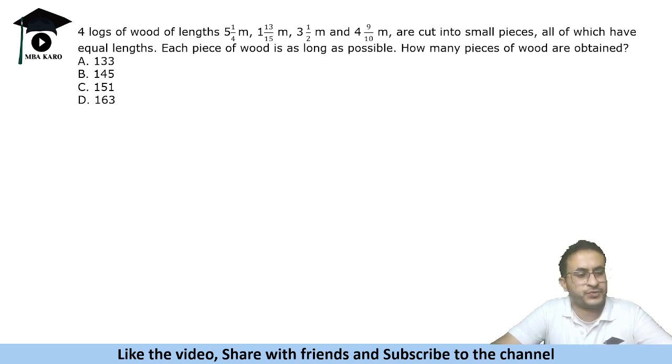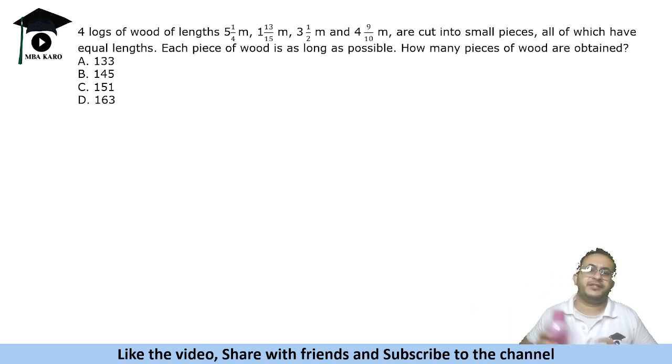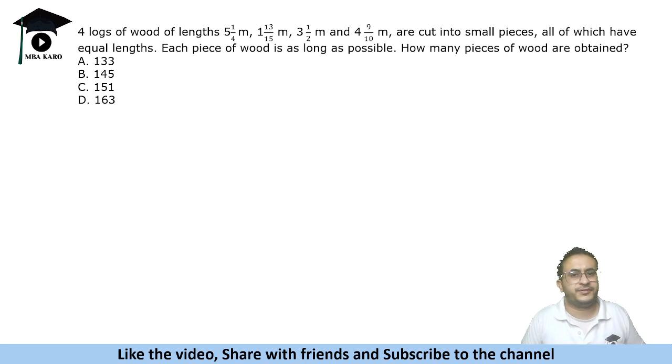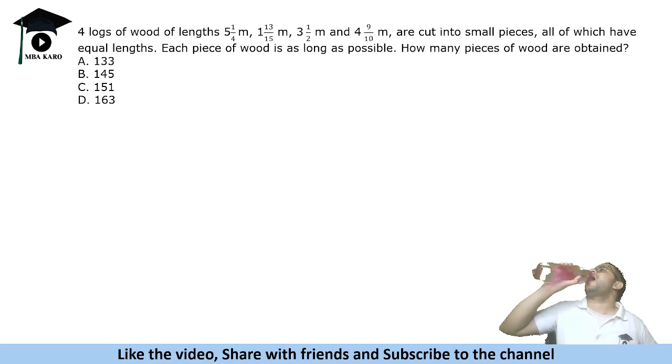Okay, so here's the next question. It says 4 logs of wood of length 5 1 by 4 meter, 1 13 by 15 meter, 3 1 by 2 meter and 4 9 by 10 meter are cut into small pieces, all of which have equal lengths. Each piece of wood is as long as possible. How many pieces of wood are obtained?